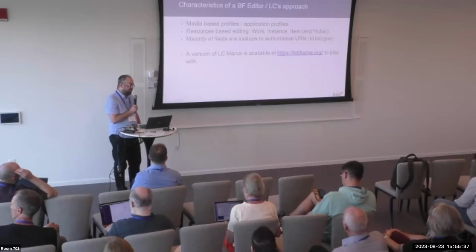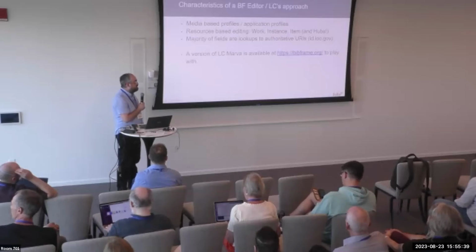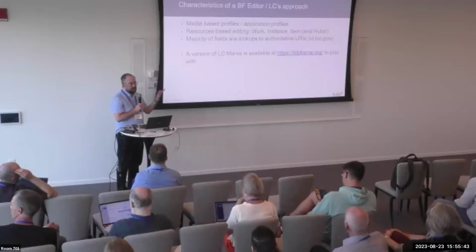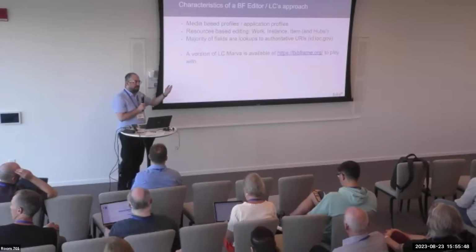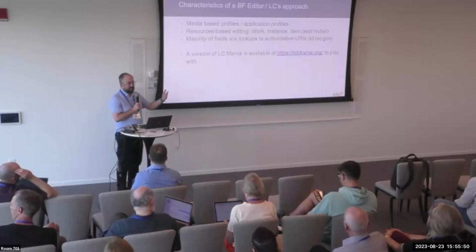One of them is that there are media-based profiles, which you could also call application profiles. There are something like 100 predicates in the Bibframe ontology. So what are the 20 you need to perfectly describe a Blu-ray DVD?